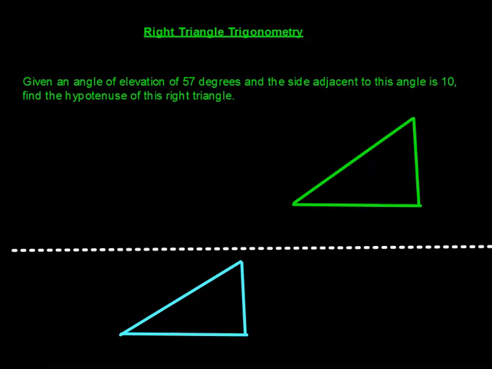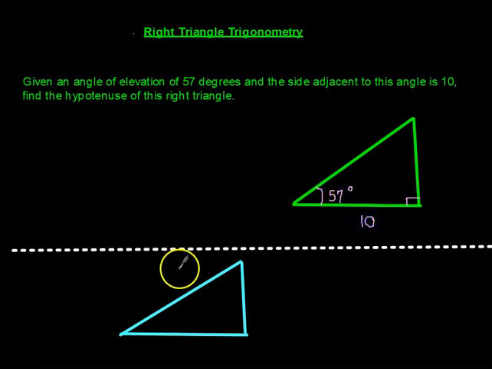So today we're going to go a little further into right triangle trigonometry, addressing the algebra. So given an angle of elevation of 57 degrees, the angle of elevation is going to be down here by the bottom, by the right angle, and the side adjacent to this angle is 10. Notice the wording, the side adjacent to this given angle is 10.